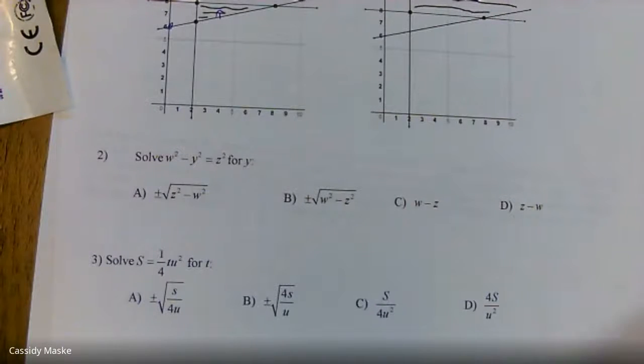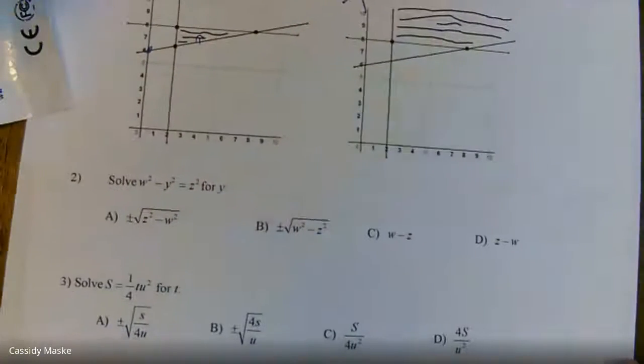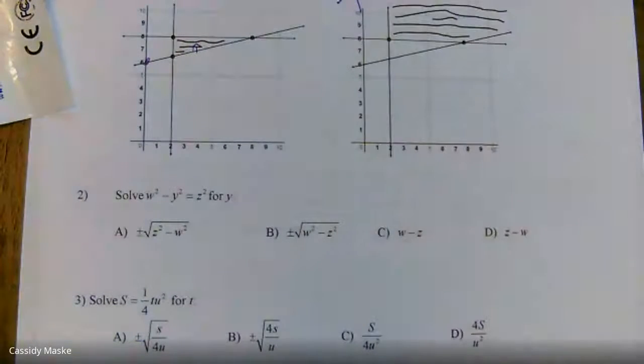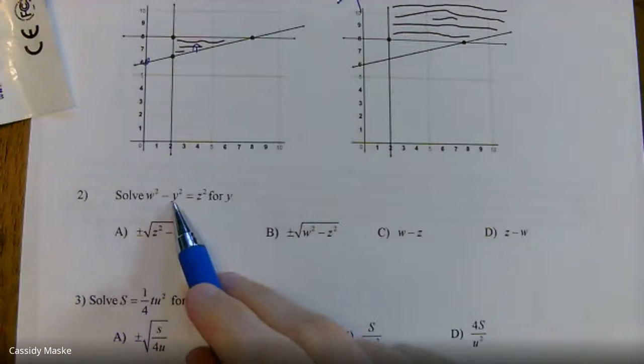All right, number 2. So we're just solving. This is so blurry. I'm so sorry. My camera is not very good, but hopefully you guys can kind of see what's going on anyway. So this one says solve for y. Okay, so we're just trying to get y here by itself.